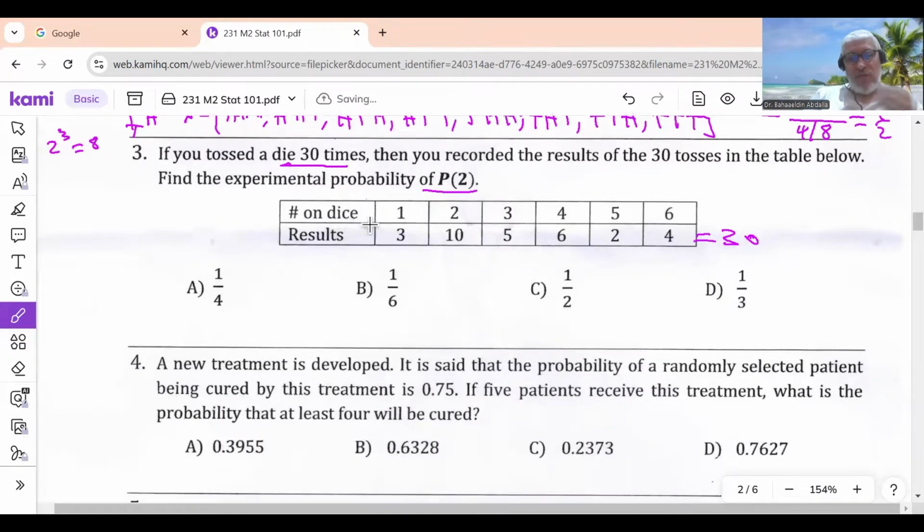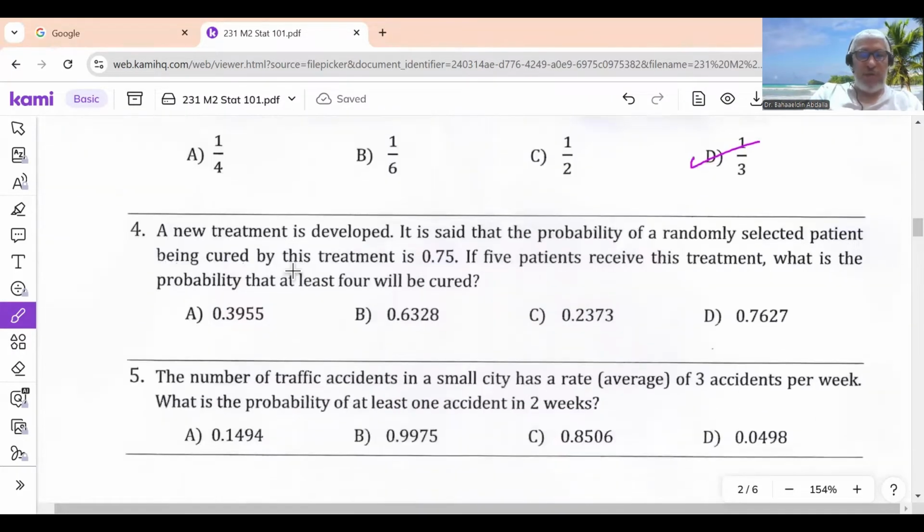Now the question: what is the probability of 2? Find the experimental probability of 2. Well, 2 appeared 10 times. So the probability of 2 would be 10 out of the total number of tossing this die, which is 30. So the answer is 1 over 3. So part D is correct.